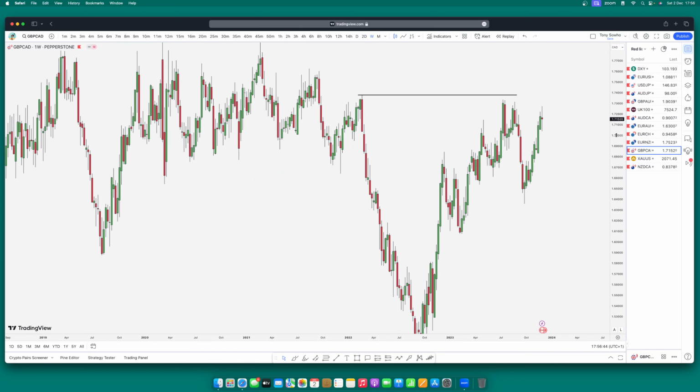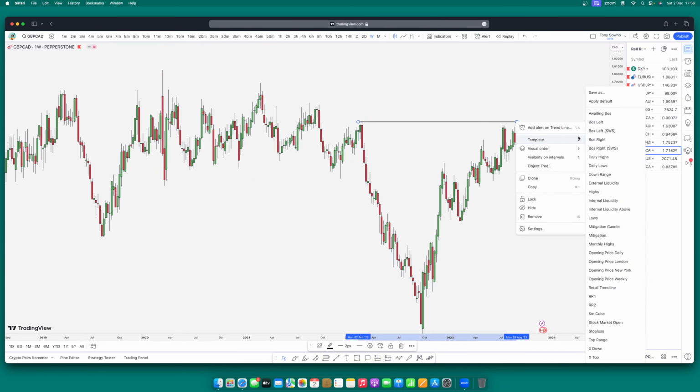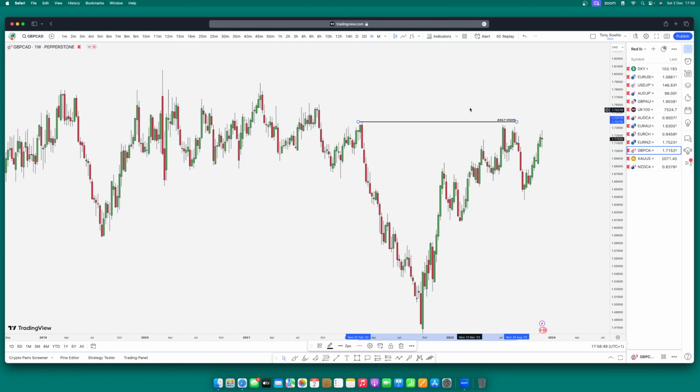Okay, so GBP CAD, there's liquidity to the upside here. We have these daily highs up here, and based on structure, we're still bearish. Higher high, higher low, higher high, and then you can see we had a very big drop. Now let's go to the weekly and monthly time frame.